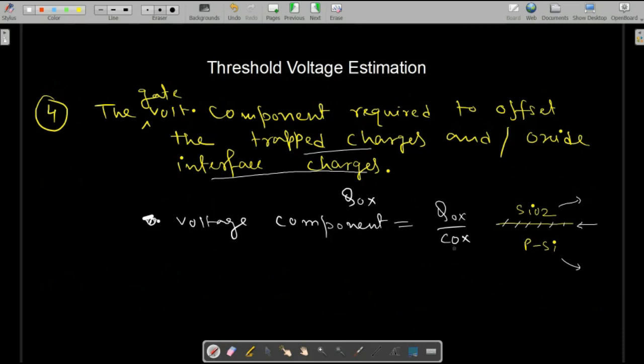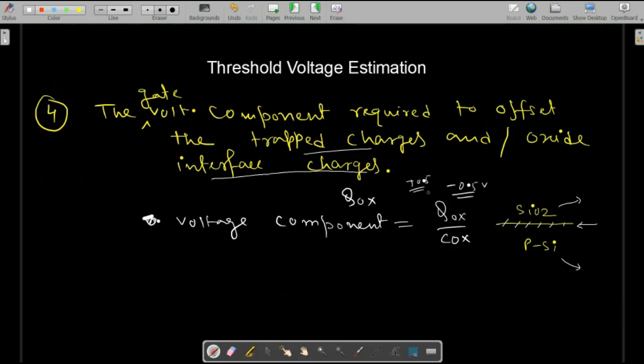Okay, so QX by COX, if this is a positive quantity, then you have to apply a gate voltage which will nullify, which will cancel its effect. That means you have to apply equal and opposite amount of voltage at the gate terminal. Let's say here you are getting minus 0.5, for example. I'm telling a typical value. So at the gate side, you have to apply plus 0.5 volt to nullify its effect.